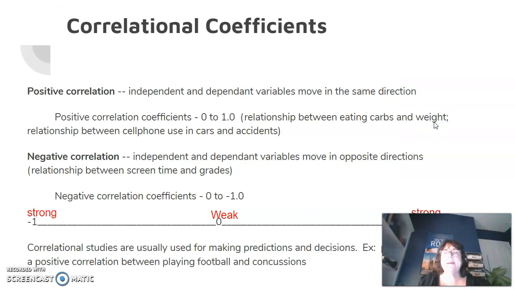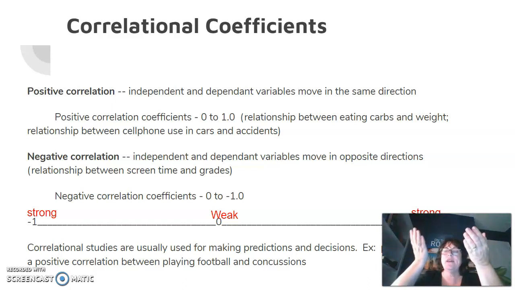Okay, welcome back. So you've watched the video about correlation and it's explained to you. I want to show you a couple of things. A positive correlation just means that the variables move the same direction. As one variable increases, the other variable increases. As one variable decreases, the other variable decreases. It doesn't matter if it's an increase or a decrease. If your variables are moving in the same direction, it's going to be a positive correlation.